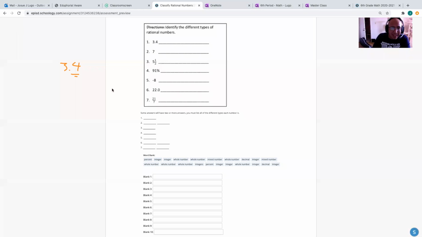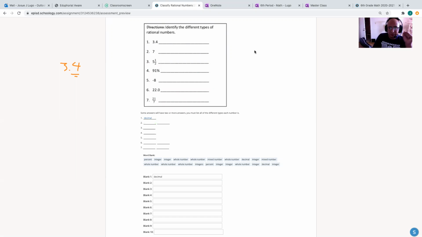So I'm just going to call that a decimal. I'm going to put in blank 1, and I'm just going to find the word decimal right here. And there it is. It's a decimal. It is a rational number. It's not an integer. Very good. Let's talk about the number 7.